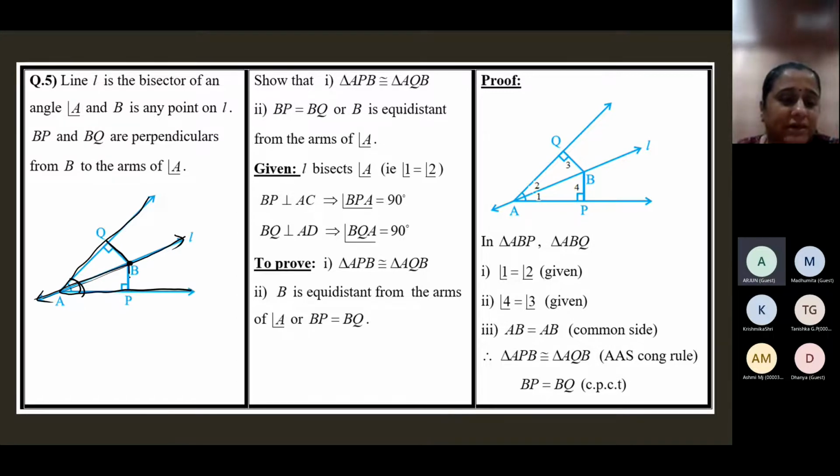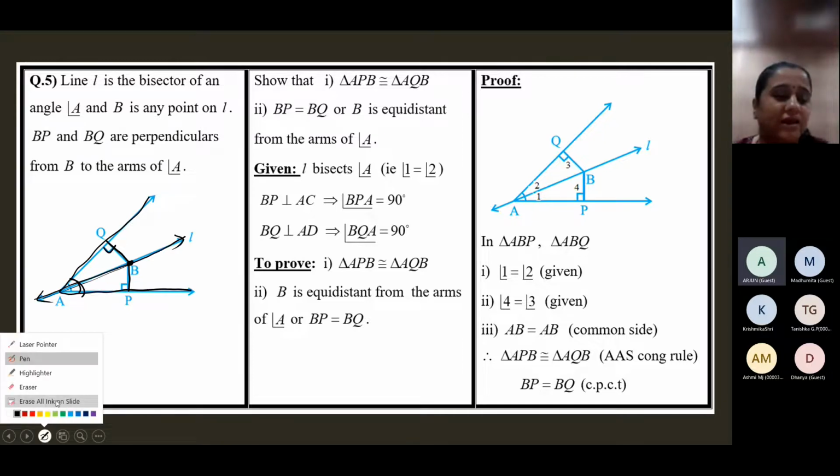BQ and BP are perpendiculars. BP and BQ are perpendiculars from B to the arms of angle A. How many arms does an angle have? Two arms. BP and BQ are perpendiculars, that is, they make 90 degrees with the arms of the angle A.